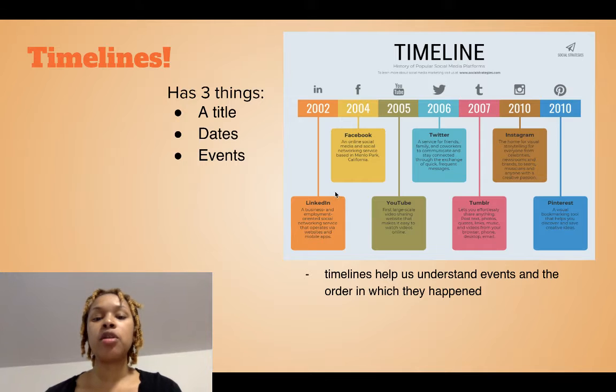So you will see little boxes of descriptions, or not even, they don't always have to be boxes, but you will see chunks of information for each date that shows the events that happened during that year or on that day or during that month.